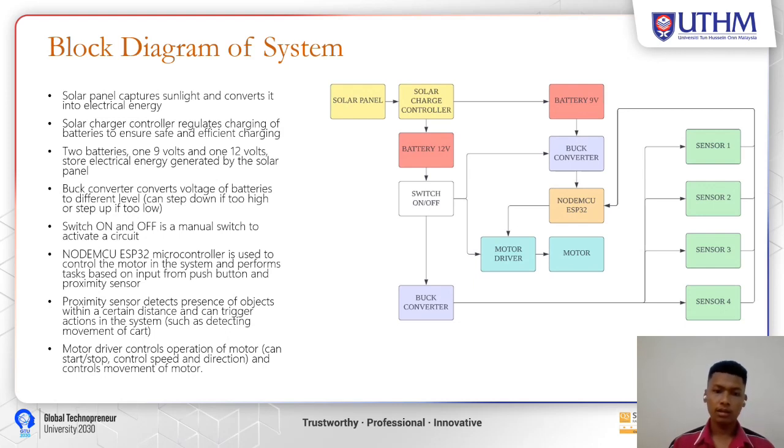The NodeMCU ESP32 microcontroller is used to control the motor so the system performs the task based on the input from the push button and the proximity sensor. The proximity sensor detects the presence of an object within a certain distance, which can trigger the action of the system, such as detecting the movement of the car. And finally, the motor driver controls the operation of the motor. It can start or stop, and control the speed and direction of the motor's movement.